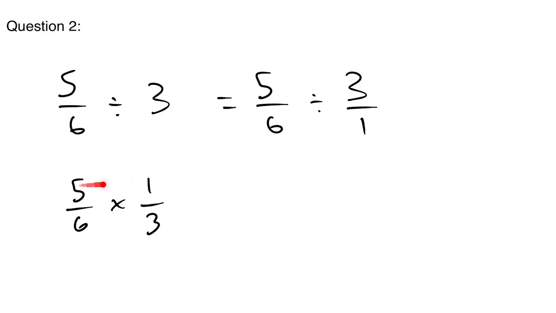We can simply multiply across for the numerator and the denominator. So 5 times 1 is going to be equal to 5, and then 6 times 3 is going to be equal to 18. And so our final answer here is going to be 5 over 18.